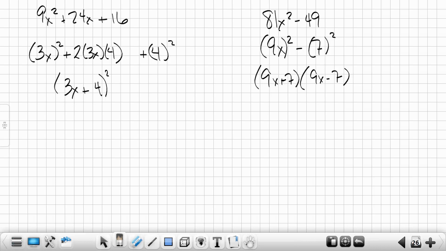Is there not a sum of two squares? There is not a sum of two squares. That gives you imaginary results. Okay.